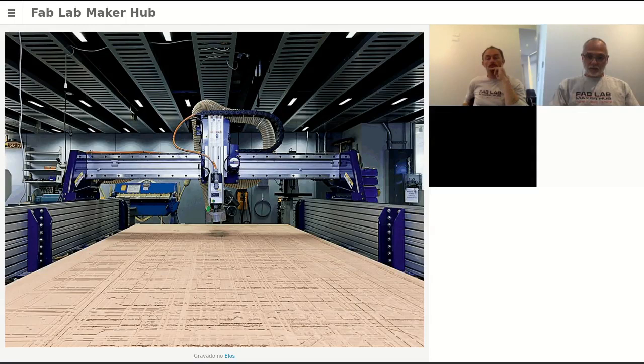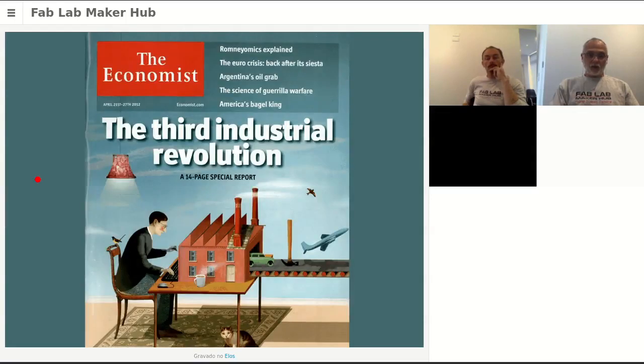So in the Fab Lab, he realized that what they were doing was actually revolutionizing the way that manufacturing could take place. And he called this the third industrial revolution. We've actually now got what's called the fourth industrial revolution, Industry 4.0. But at the time, this was quite an important thing.